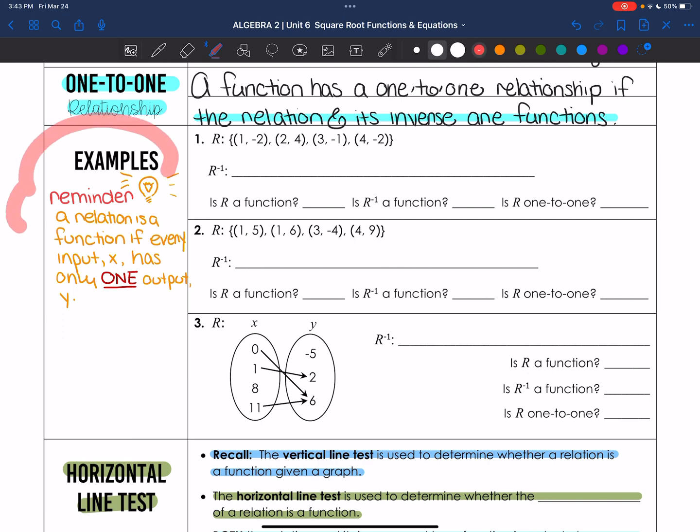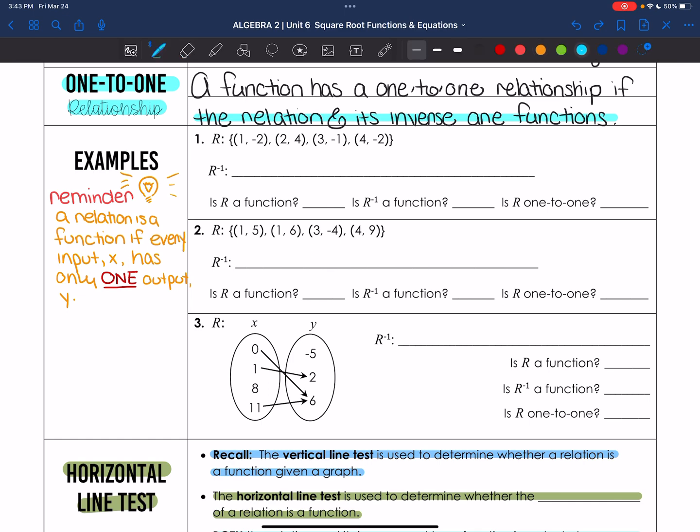This I have highlighted in the margin. A reminder, what exactly is a function? A relation is a function if every input or x value has exactly one output value. That's your y value.